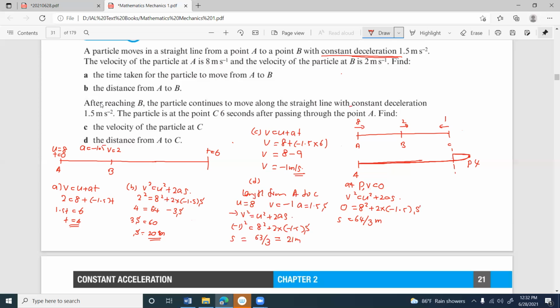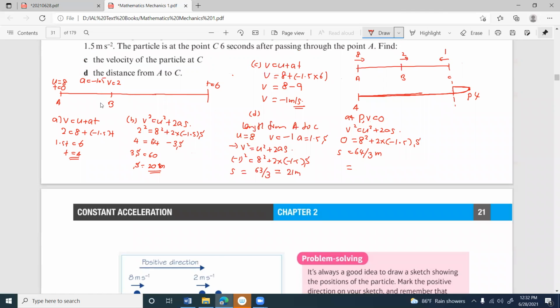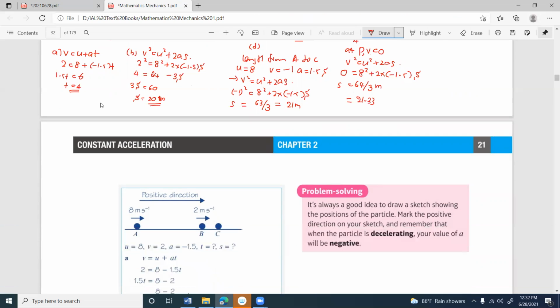Right. Now let's go ahead with this. 64 over 3 is how much? 64 divided by 3 is 21.33. This is 21.33. Now we need to find the total distance traveled. Then let's do a little bit of geometry. This is how it comes. A to B is 21.33 meters. A to C is 21.